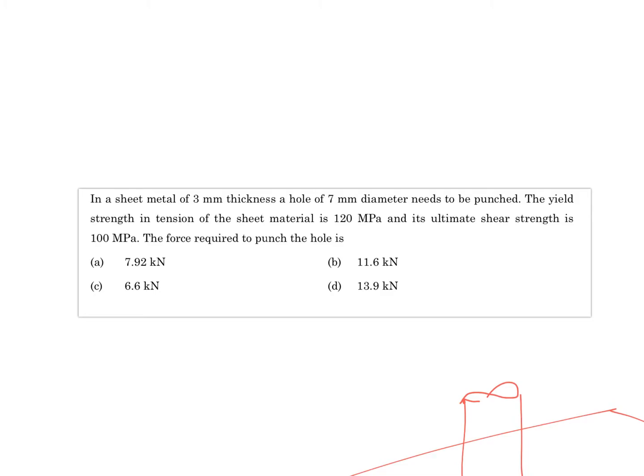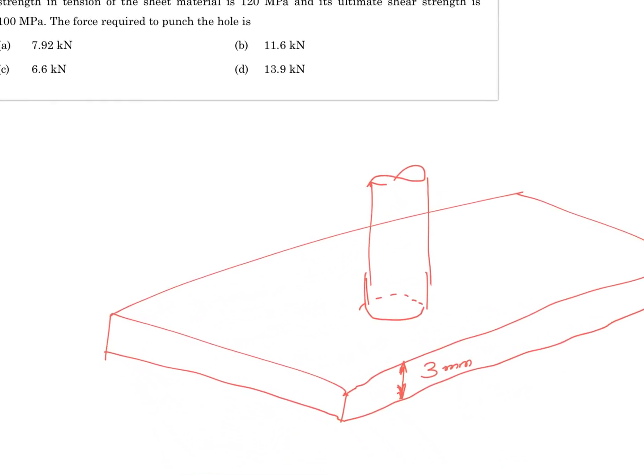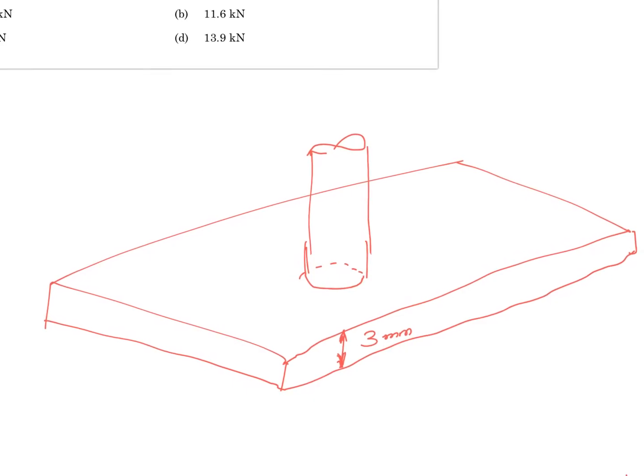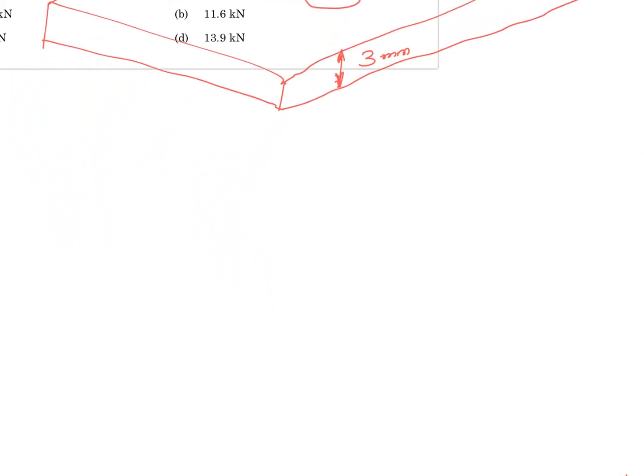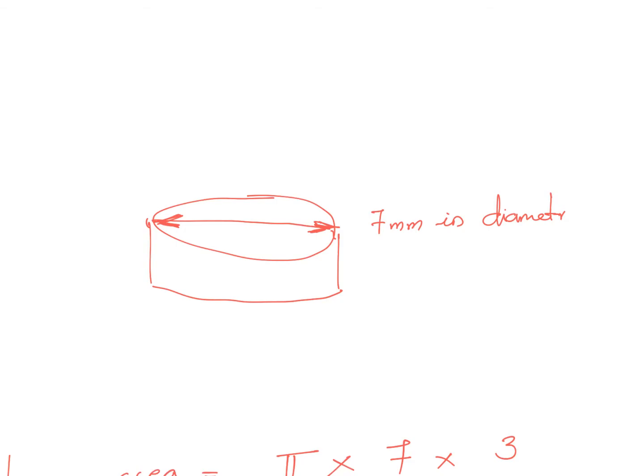Again, this type of question is seen very regularly. So apologies for my poor drawing. Let's say this is our plate and this is my punch. Now when I punch a hole, what I'm actually trying to do is remove a slice of material like this, as shown over here. So actually I'm shearing this particular area.